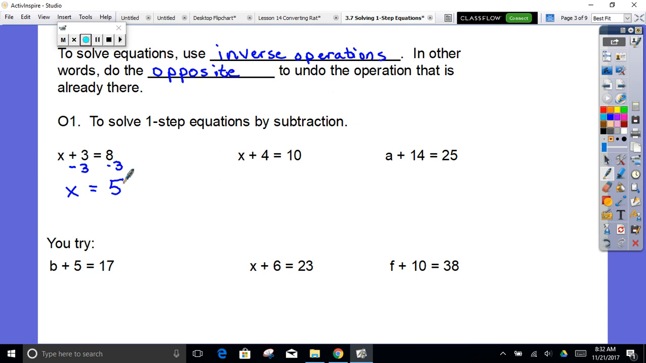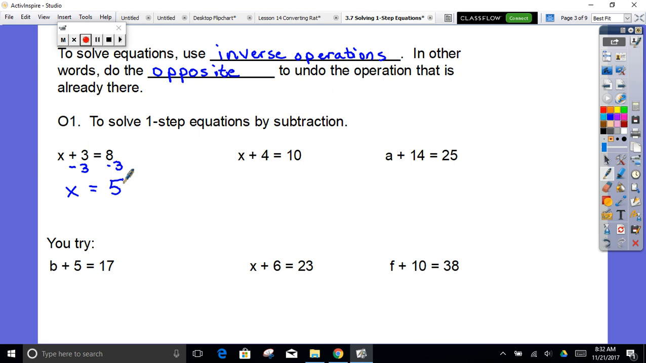Ross? Couldn't you also do the answer minus the only number that you have in there, like 8 minus 3, to get the answer too? Yeah, that's what we did, but technically we're doing it to both sides. That's why it disappears from that side. So I want you to show it on both sides when you do it.